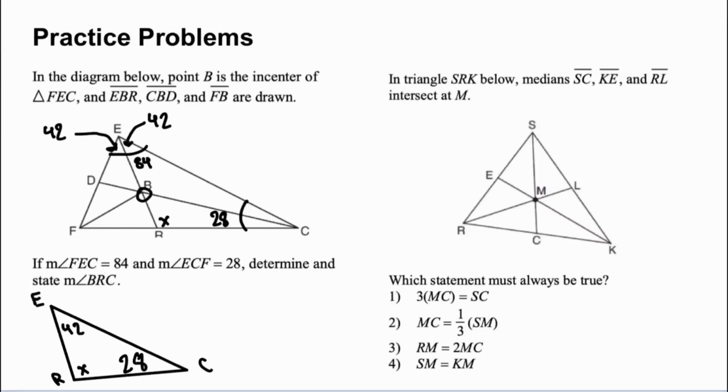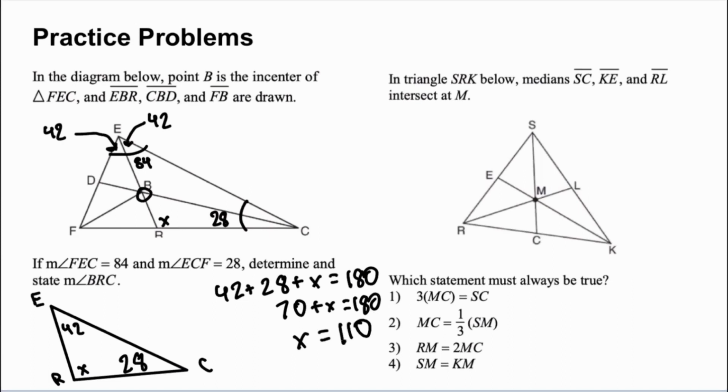Now we have the three interior angles of a triangle, and we know that those all add up to 180. So we have 42 plus 28 plus x is equal to 180. Cleaning this up a little bit, we get 70 plus x is equal to 180. And finally, we get x is equal to 110, and that is BRC. I labeled it as ERC, but right here, this would be the point B. So it still holds that it's this BRC guy.